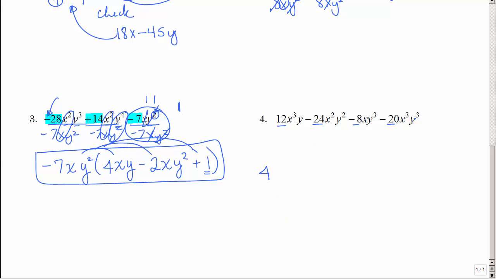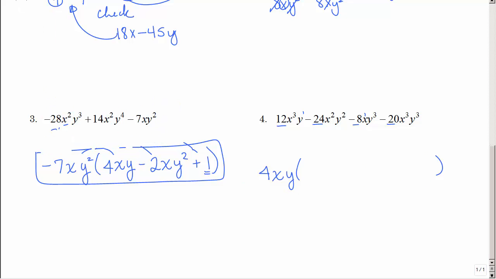Now, do they all have an x? Yes, they do, to the first power. Do they all have a y? Yes, they do, to the first power. So, since I have 4 things, I'm going to end up with 4 things in my parentheses. Same thing on number 3. I started out with 3 terms, so I end up with 3 terms inside my parentheses. So on number 4, I should also end up with 4 things in my parentheses. So I'm going to divide all of these by 4xy.